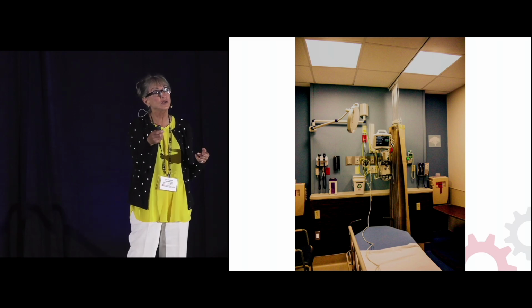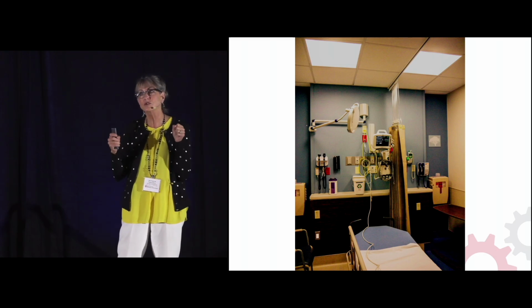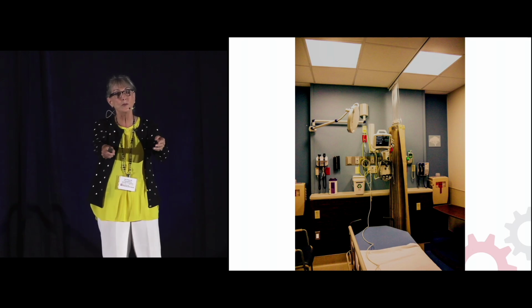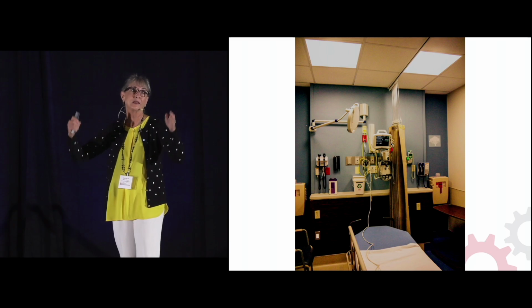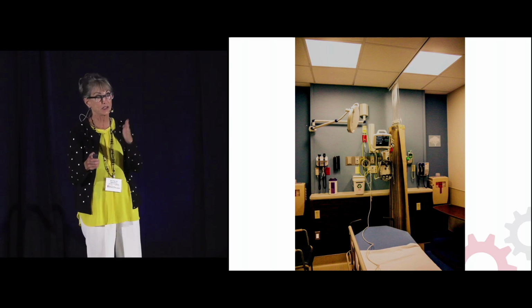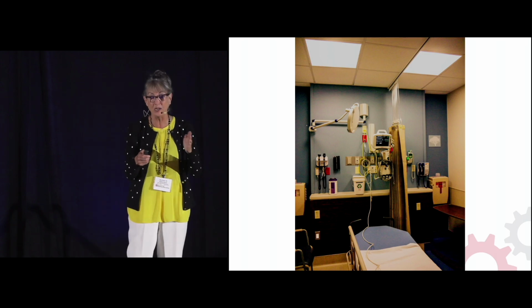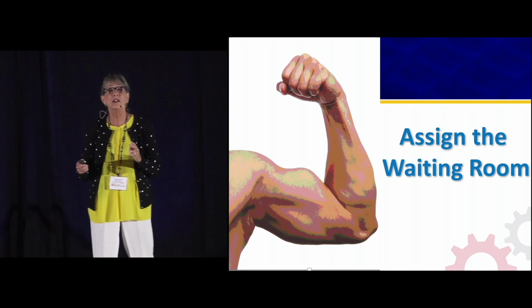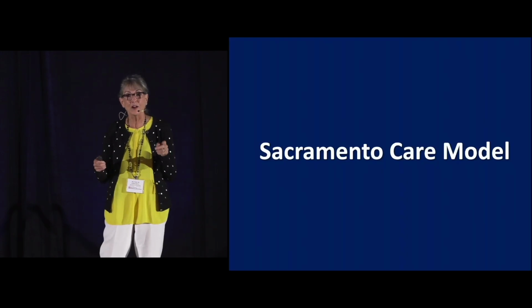I described this to you yesterday. When you get your new dream ER, all of you, you're going to want a room that is one room, but with the curtain pulled across, it can hold 2 patients. And remember, don't forget, Epic has to match that, or Cerner, and change when you make it your high flow state. All right, assigning the waiting room, the Sacramento care model.